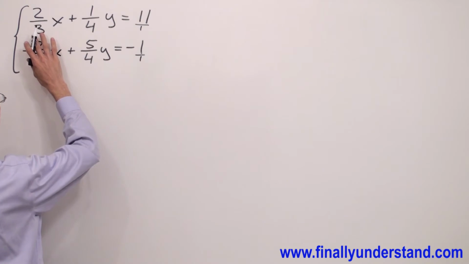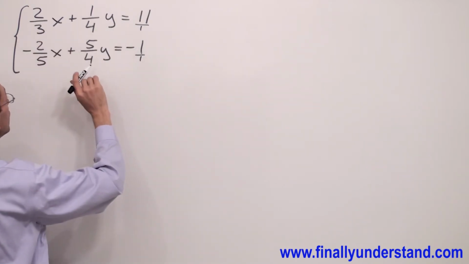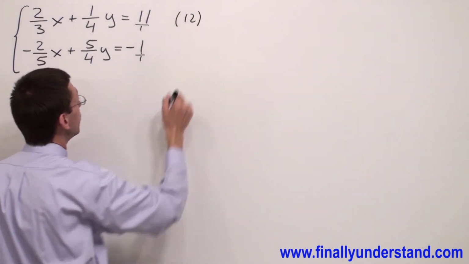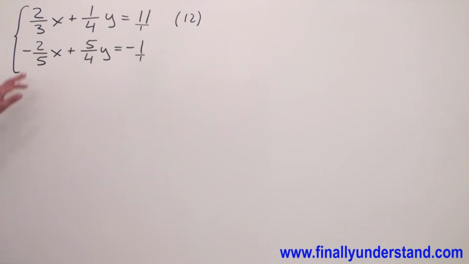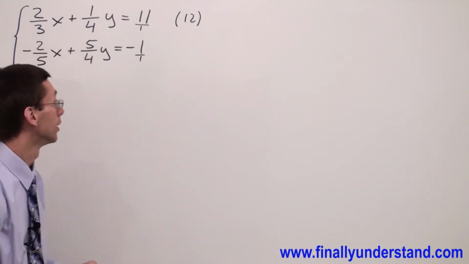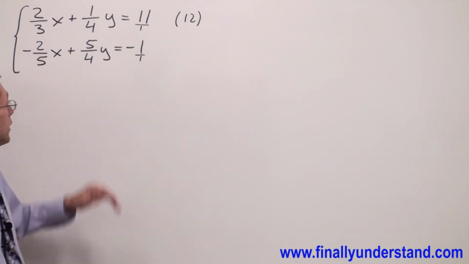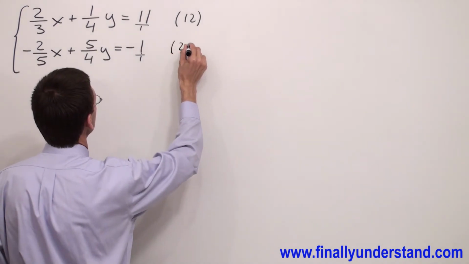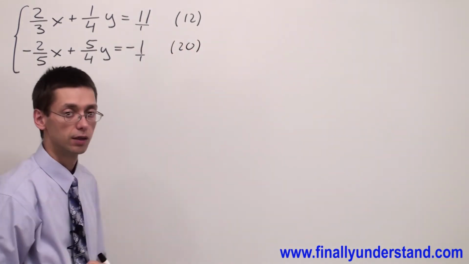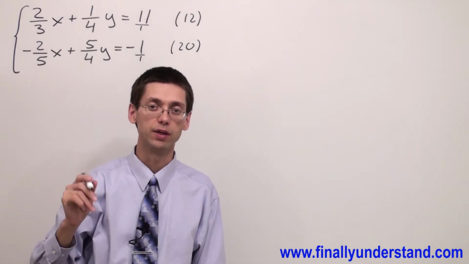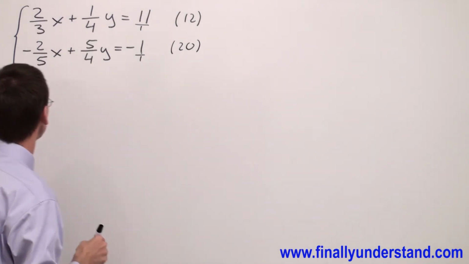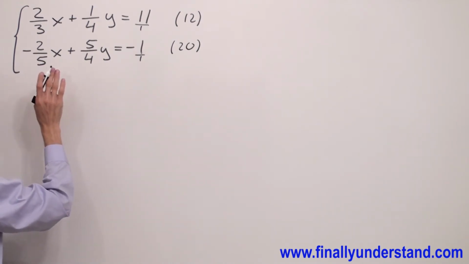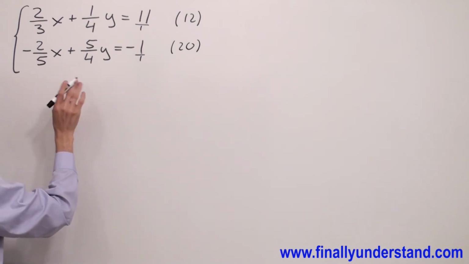So the common denominator for the first equation is 12. That's why I'm going to multiply that equation by 12. Why? Because I want to eliminate fractions. The common denominator for the second equation is 20. That's why I'm going to write over here 20. Because at this moment, I just want to eliminate fractions. So, what do I have to do? Simply multiply every single term by 12 in the first equation and by 20 in the second.